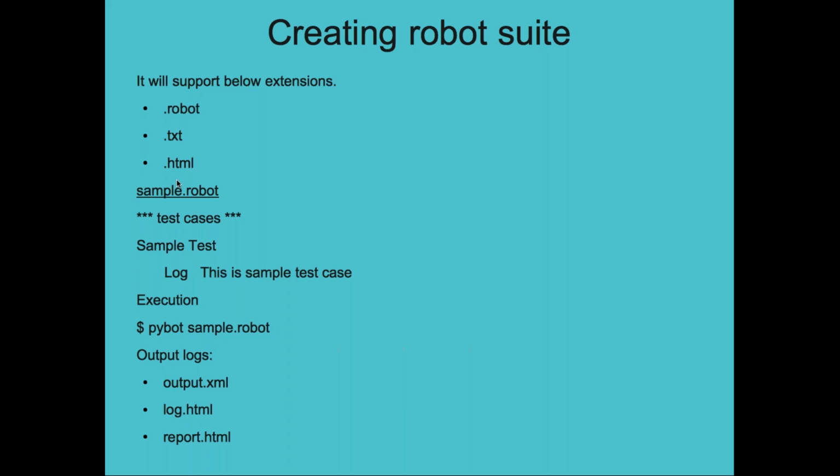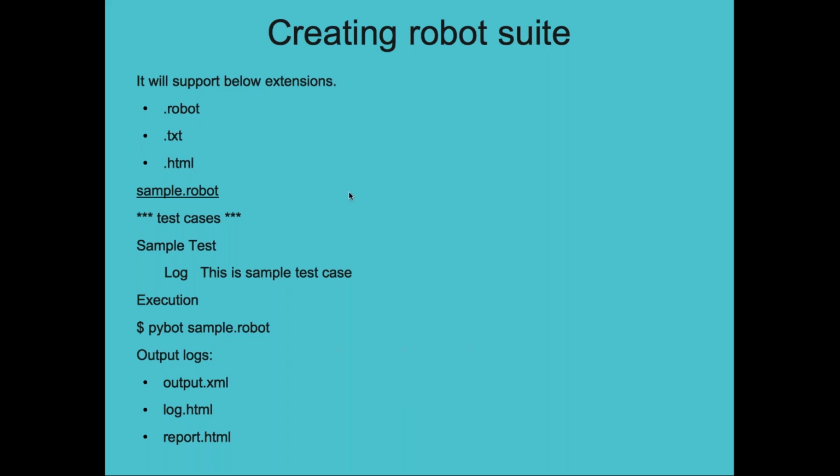We have one IDE tool, which I'll discuss in coming classes. Using that, you can create a robot suite in HTML format. You can even convert .txt to .html or .html to .txt. But a basic robot script will support these three formats, so you can create in any format. So here we'll see one sample robot suite.